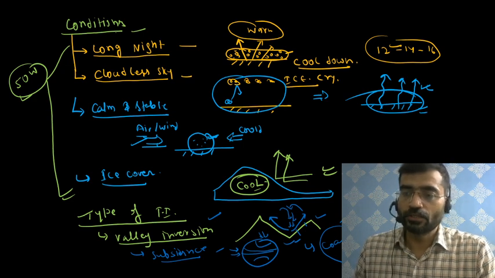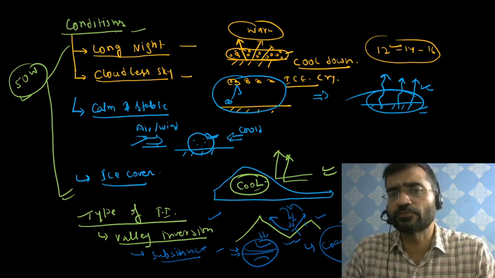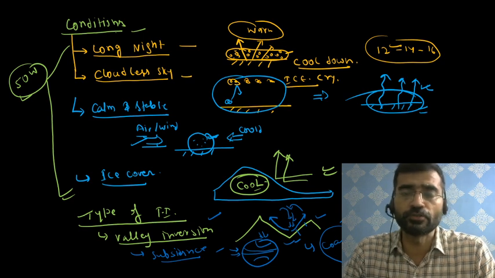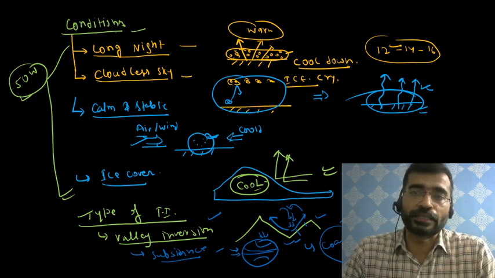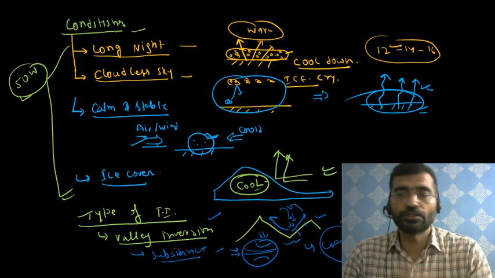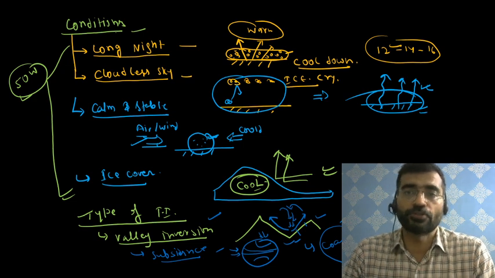Again, there is the radiation inversion. Radiation inversion is the case of long night. During long night, Earth radiates more. In that case, Earth gets cooled down and the surrounding air loses temperature while coming into contact with the Earth. So this way what is taking place? There are several conditions that make temperature inversion possible.